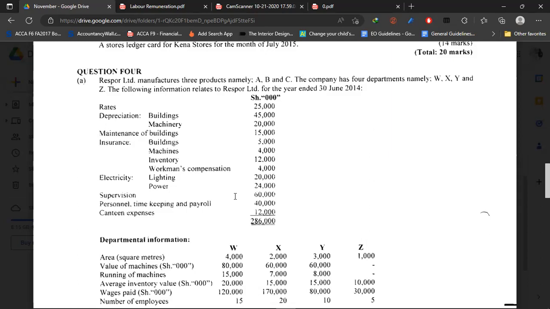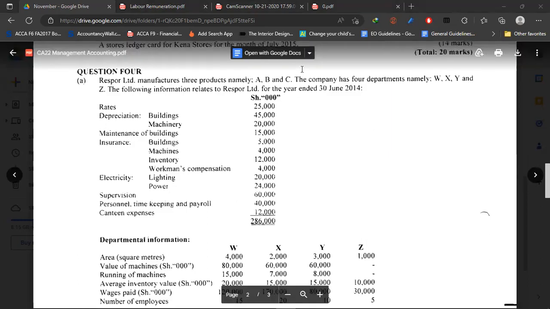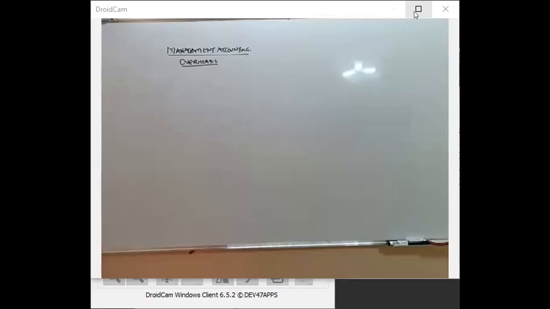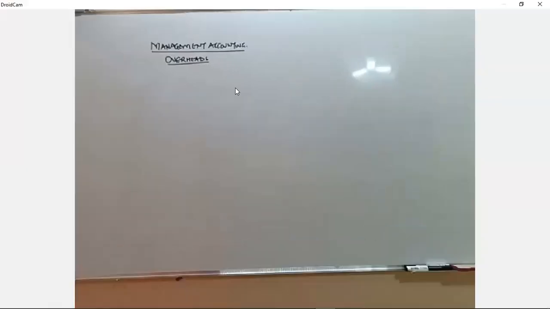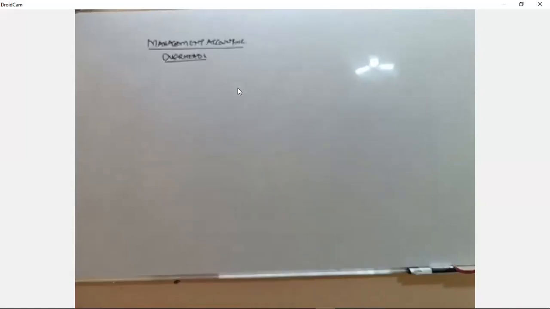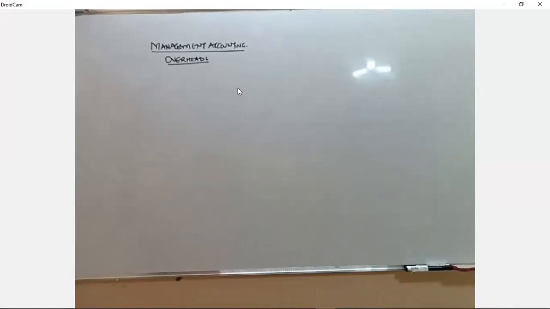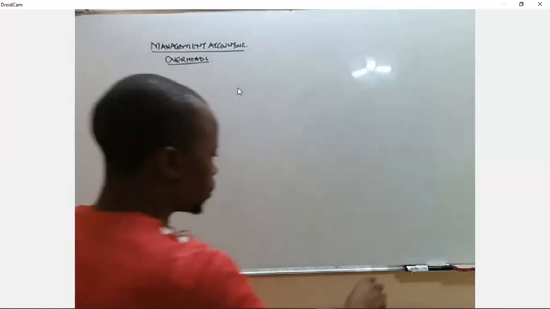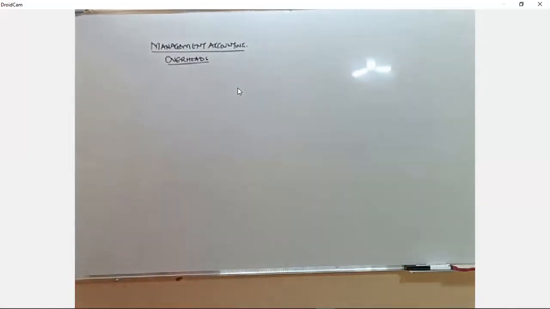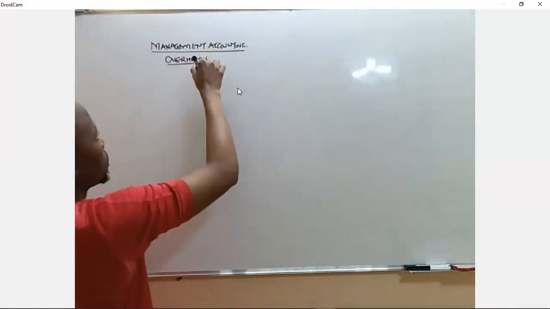So let us look at how we can do an overhead analysis sheet, and I want each and every one of you to be participating now. Let us check on it. So in this case, we have to come up with an overhead analysis sheet.